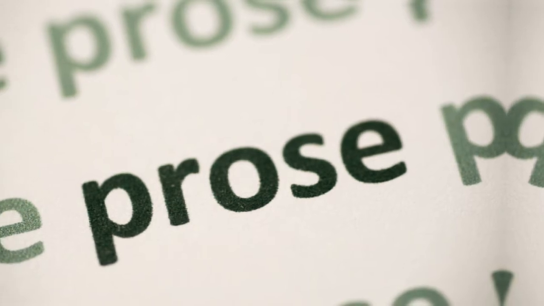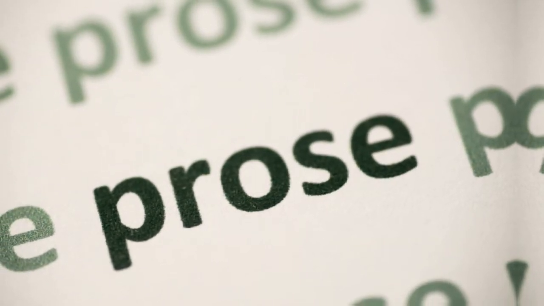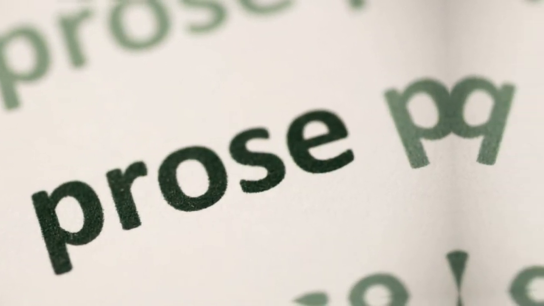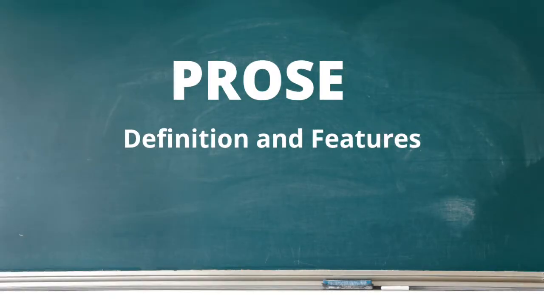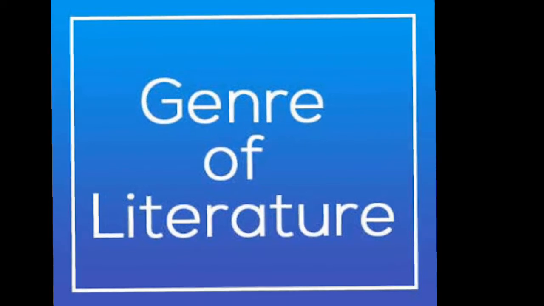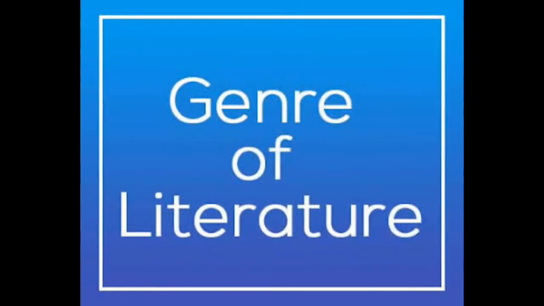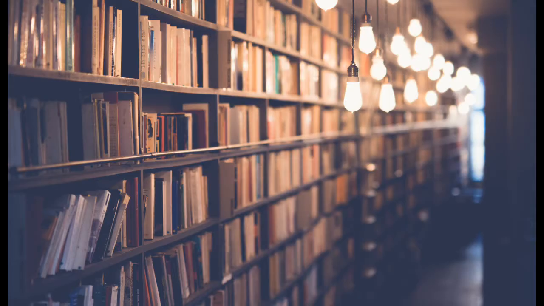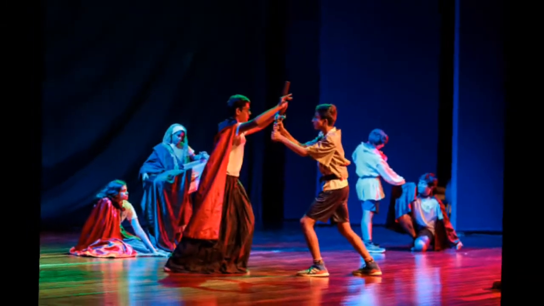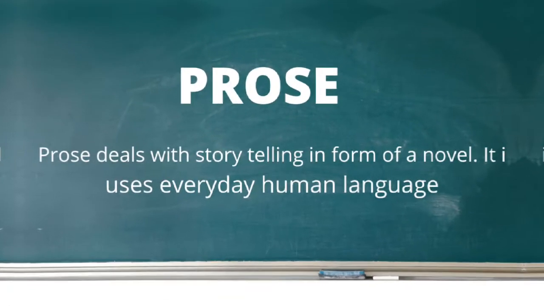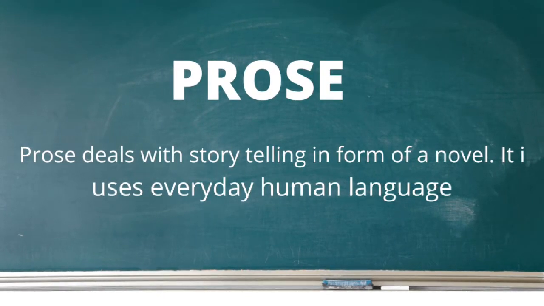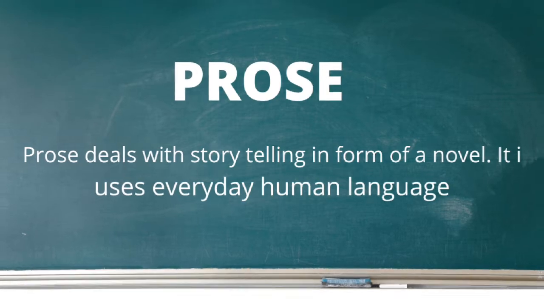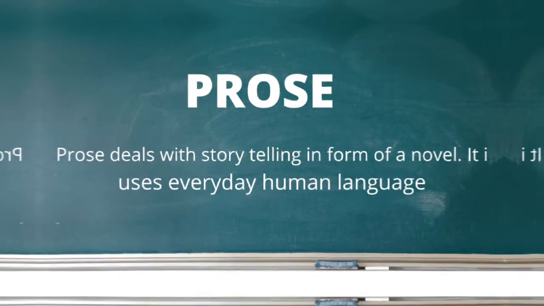Alright, straight to the topic of today. Today we will be looking at the definition of prose and the features of prose. Prose is a genre of literature that is different from other genres of literature that we know, such as poetry and drama. Prose deals with storytelling in the form of a novel. It can be described as a narrative work of art that uses everyday human language.